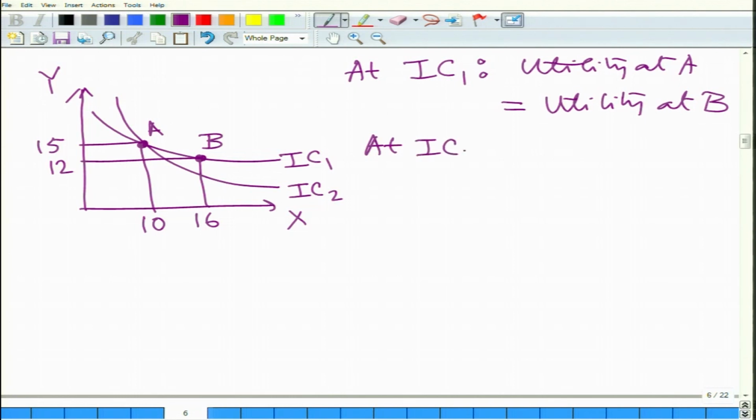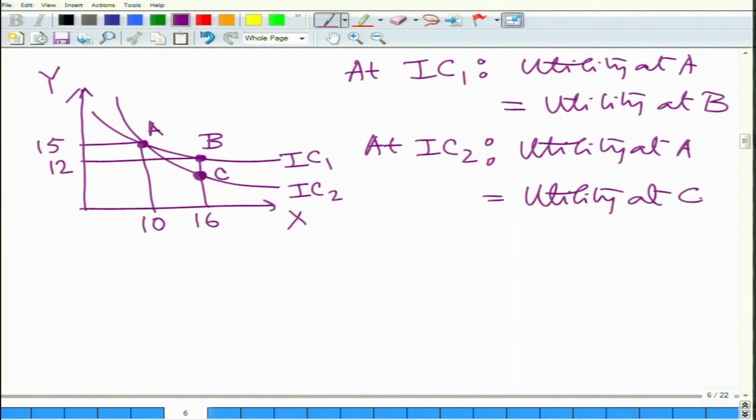At the same time, when at IC2, we can say that if this point is my point C, now we can see that both A and C are on the same indifference curve. So at IC2, I can say utility at A is equal to utility at C. Very good. So we can say when A equals B and A equals C, we can say B equals C. But can B equal C? Can the satisfaction level at B be equal to satisfaction level at C? On C, we have 16 of x along with say 9 of y. 16 of x with 9 of y.